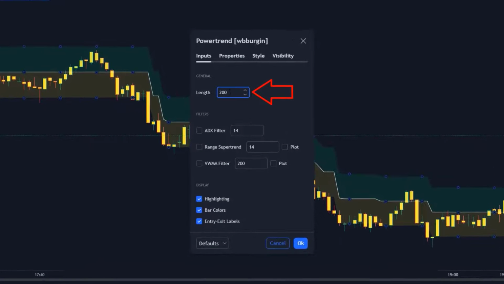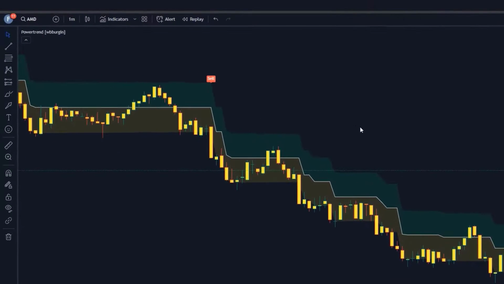For the power trend, volume range filter indicator, we have to change some settings. We have to change this length option from 200 to 150. We have to change this ADX option from 14 to 24. After that, we have to apply another indicator on the chart.